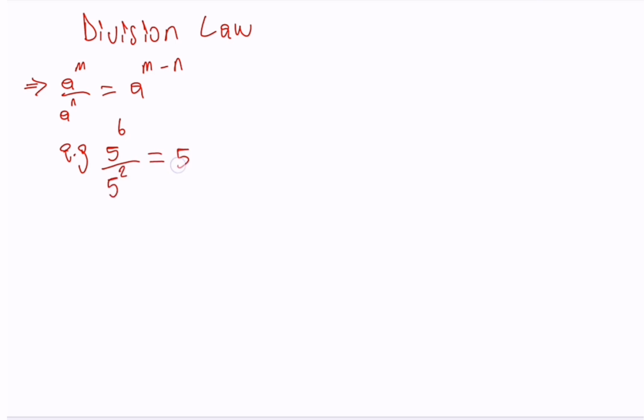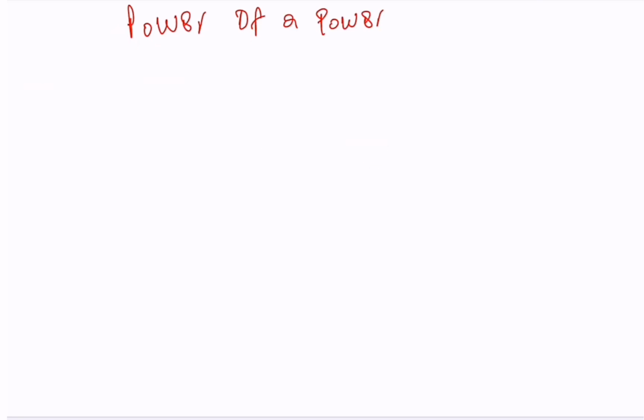For example, 5 to the power 6 divided by 5 to the power 2. If bases are the same, we do what with the exponents? We subtract them. Now we have base 5. We take the one in the numerator, we subtract the one in the denominator. So what is 6 minus 2? It is 4. 5 to the power 4 is going to be 625.